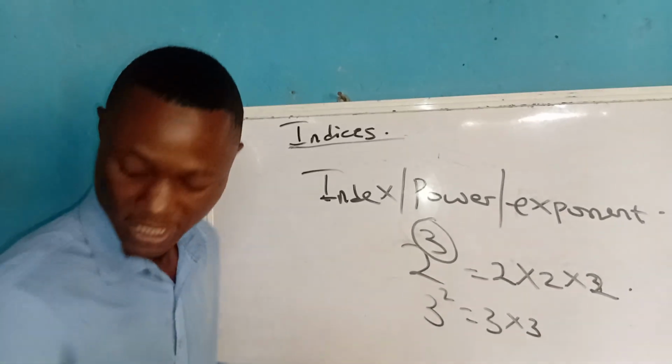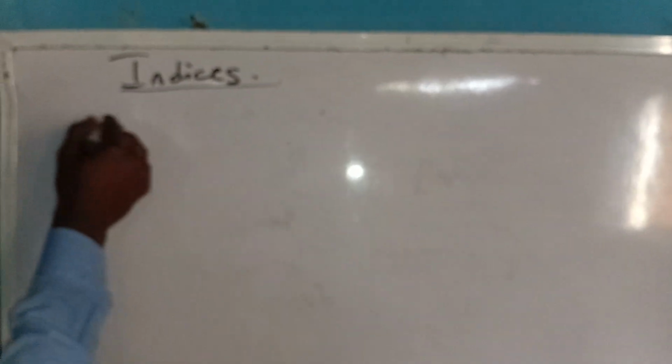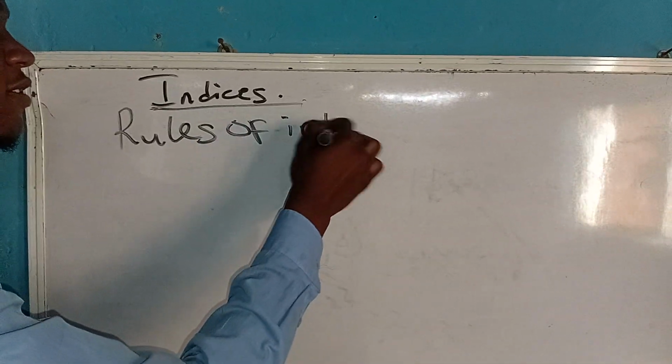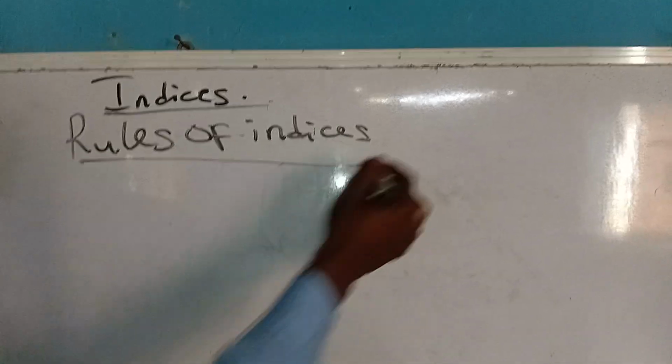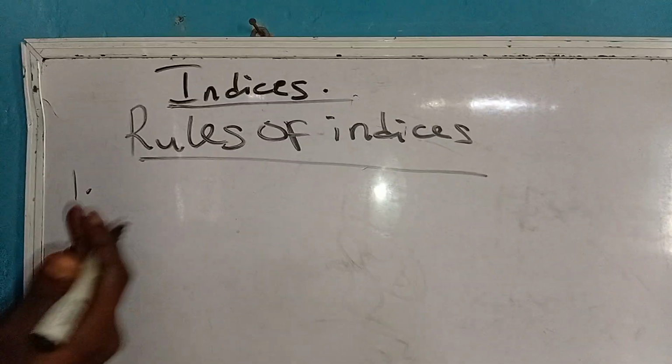Now in this process, let's talk about the rules of indices. Firstly, the rules of indices. And talking about the rules of indices, we are going to be talking about the multiplication law.